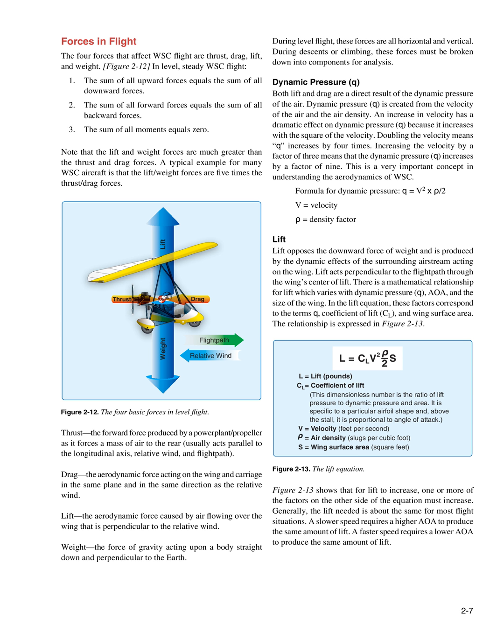Figure 2.13 shows that for lift to increase, one or more of the factors on the other side of the equation must increase. Generally, the lift needed is about the same for most flight situations. A slower speed requires a higher AOA to produce the same amount of lift. A faster speed requires a lower AOA to produce the same amount of lift.